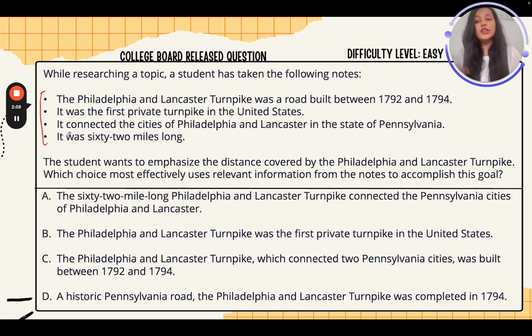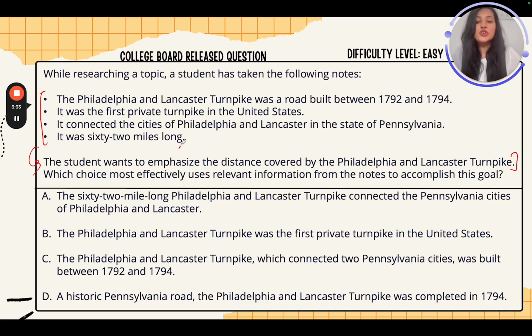Now that you know that you're dealing with rhetorical synthesis, move to your question stem. The student wants to emphasize the distance covered by the Philadelphia and Lancaster Turnpike. This is where I want you to really read properly and know exactly what it is that the student wants, right? Have a very clear understanding of what the student wants. Simplify it in your own words. Think about what the right option will have to talk about to achieve this goal. What is the goal that we need to achieve here?